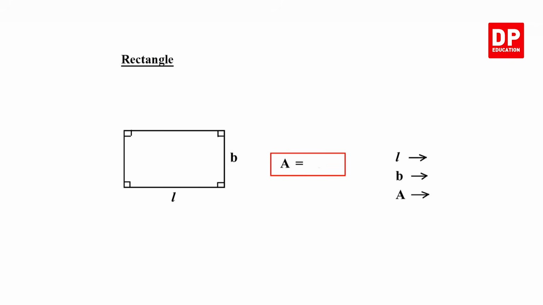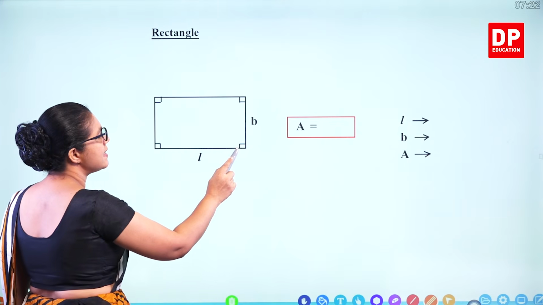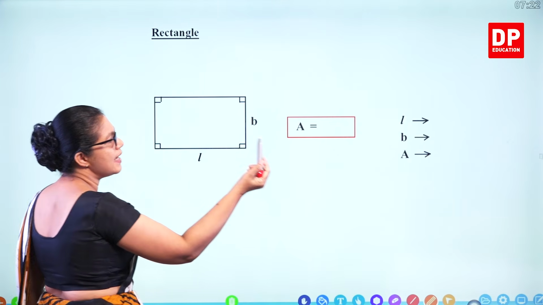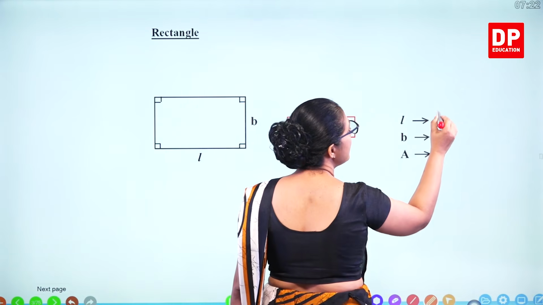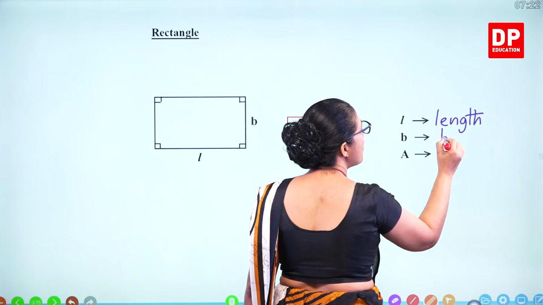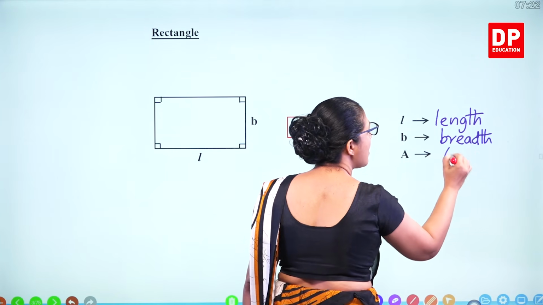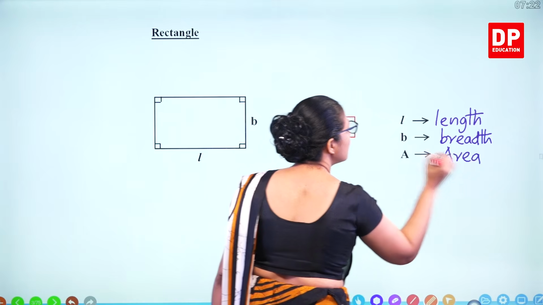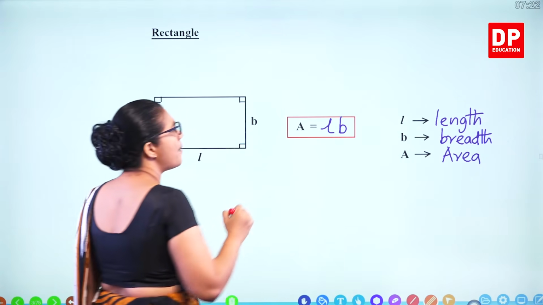So we already did this. This is a rectangle. How do we find out the area of a rectangle? If you know the length is L, breadth is B, we can multiply. L is the length, B is the breadth, and A is the area. So area is length times breadth, LB.